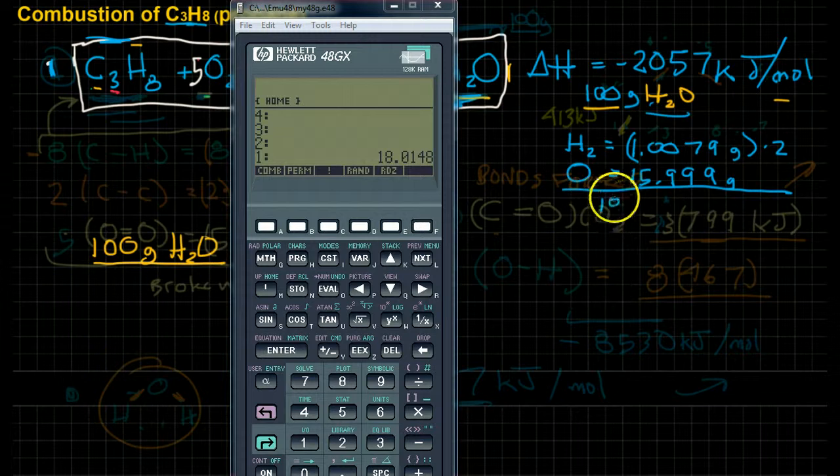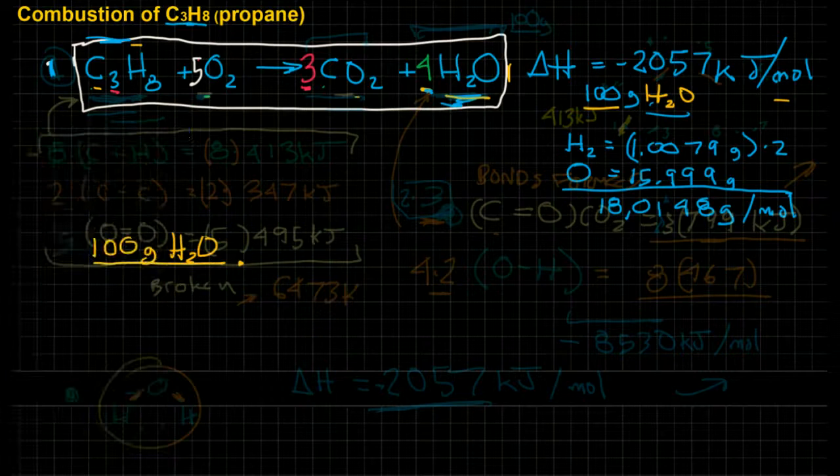So I'm going to say there are 18.0148 grams per mole of H2O, by calculator. Now, armed with that knowledge, I can do a little conversion here.